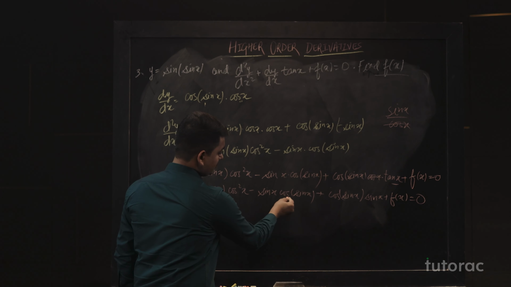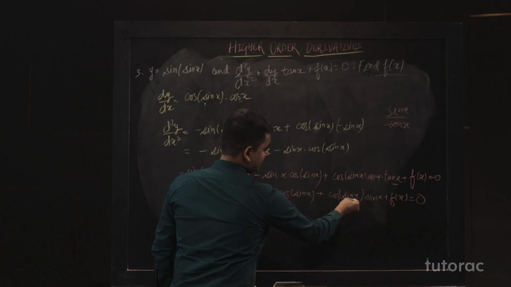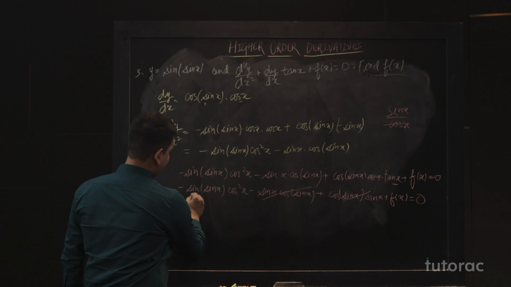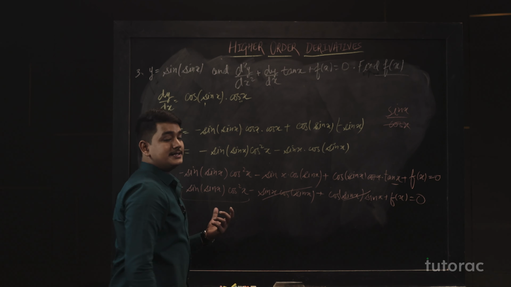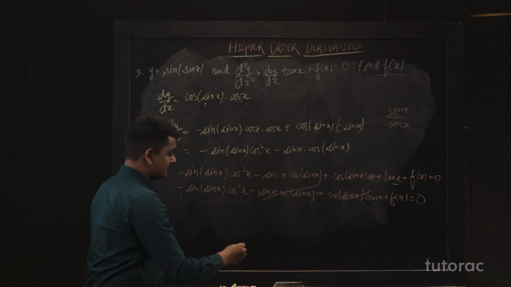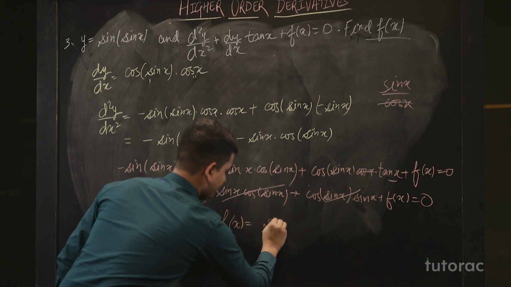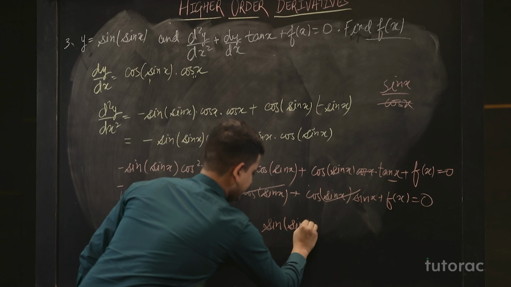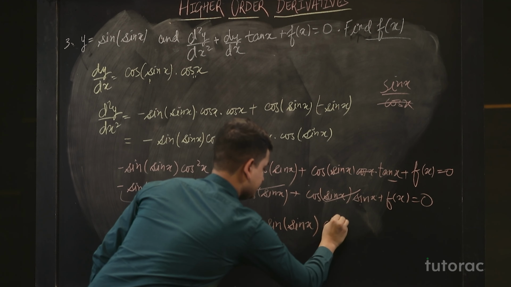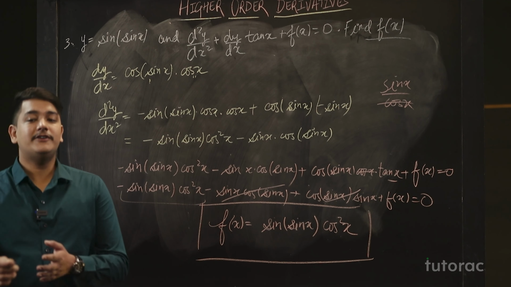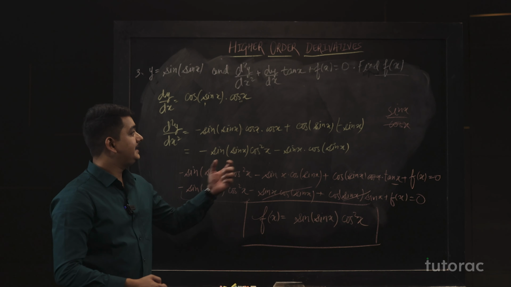Now sin x cos(sin x) and cos(sin x) sin x will cancel each other and I'll be left with this term, and if I shift this term towards the right hand side, I'll get f(x) = sin(sin x) cos²x as my value of f(x). So we have got the value for f(x) by putting the values of dy/dx and d²y/dx².